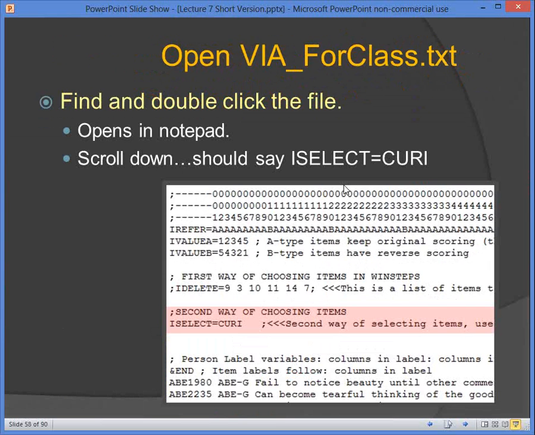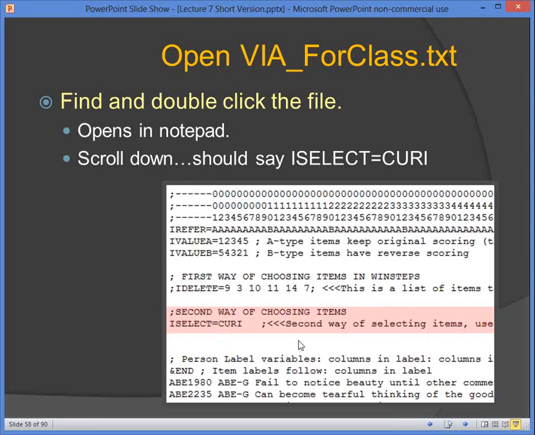Okay, so once you open this file, scroll down and you should see a couple of lines here. One is commented out. It says second way of choosing items. And then underneath that it says iSelect equals CURI. And that means that we're going to select into the analysis items that belong to the curiosity scale.